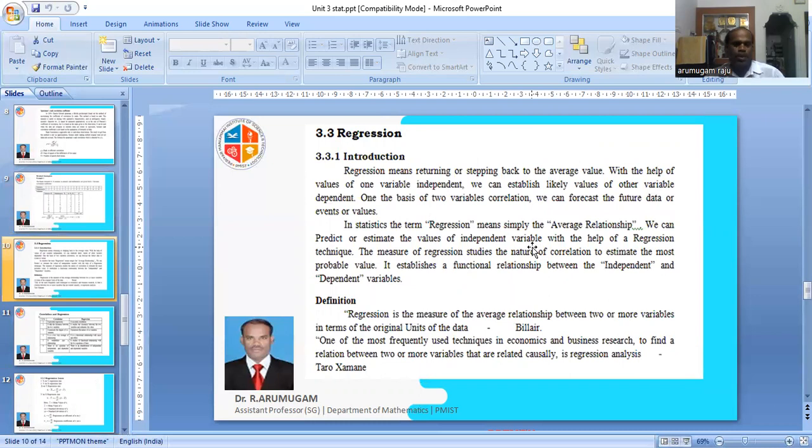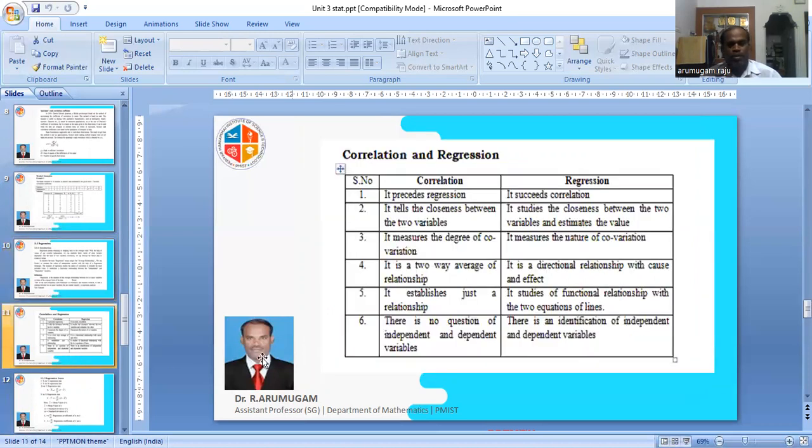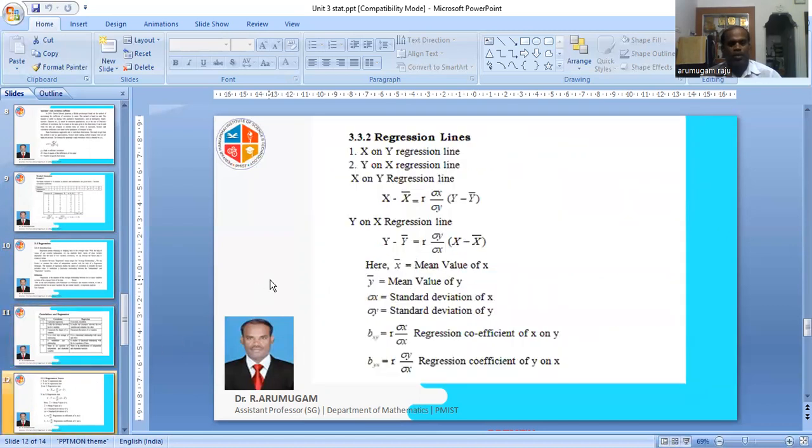The next concept is regression. You already know very well the definition or meaning of regression: the average relationship between two or more variables. The exact definition is that regression is a measure of the average relationship between two or more variables in terms of the original units of the data. So these are the differences from the correlation coefficient.